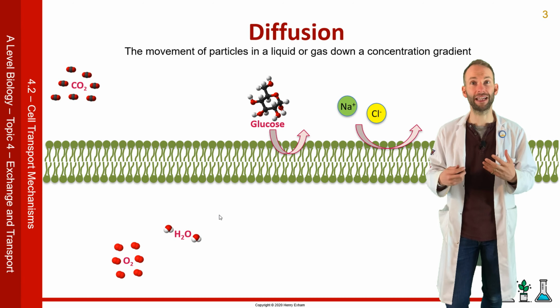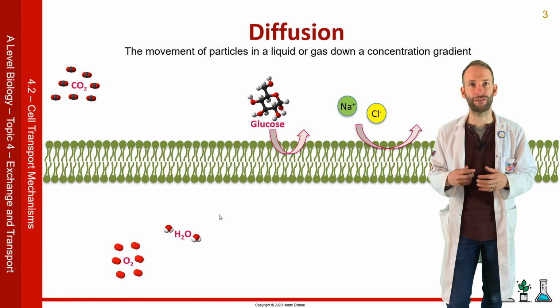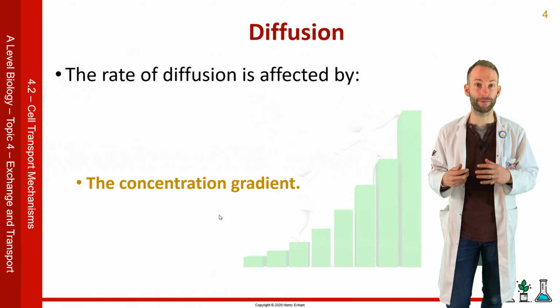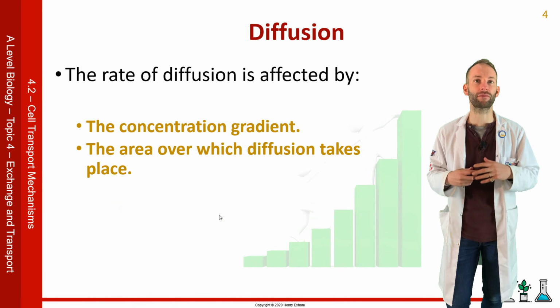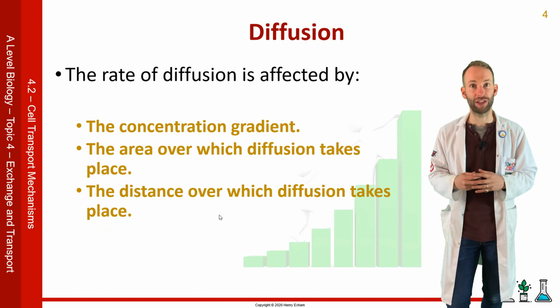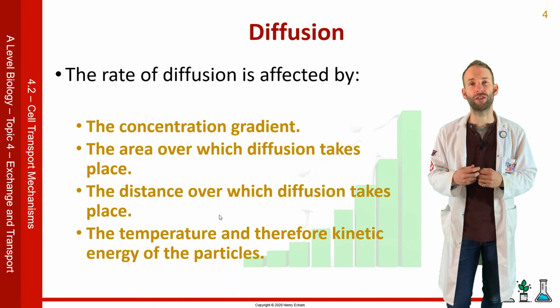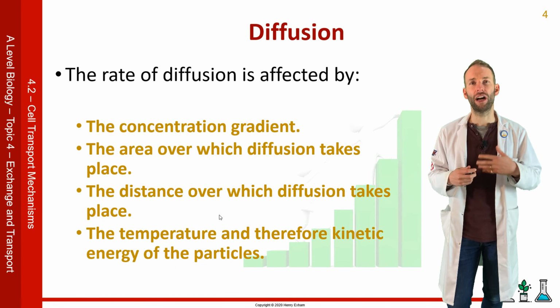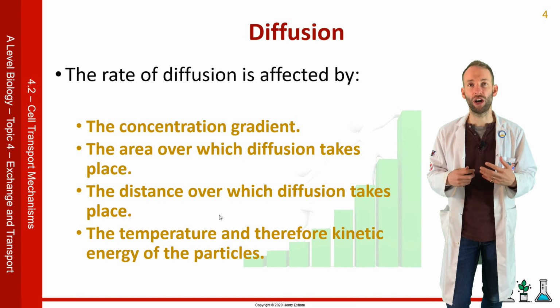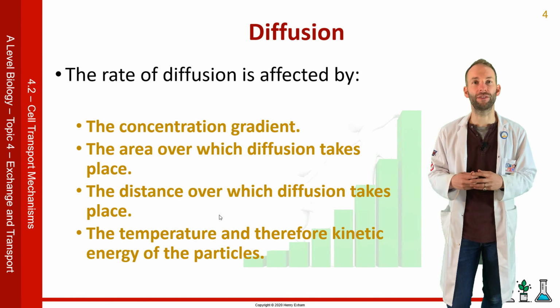Okay, diffusion, it's a passive process, doesn't require energy, just relies on the random kinetic movement of particles. The rate of diffusion is affected by the concentration gradient, the difference between one side and the other, the area over which diffusion takes place, the distance over which diffusion takes place, and the temperature and therefore the kinetic energy of the particles. And you should be able to explain those and be able to interpret graphs in an exam question using your knowledge about those factors.